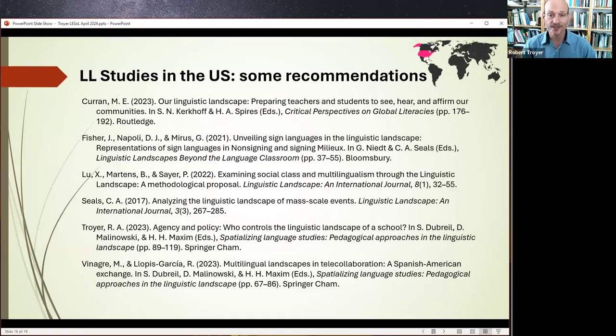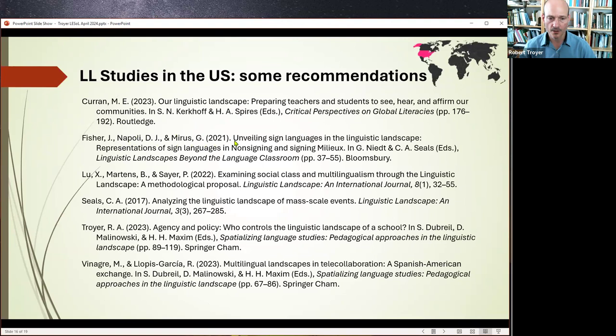I do have a few recommendations. In going through, looking closely at these 125 or so references and articles, a few stood out, and this is pretty biased depending on my current interest. But Quran, the one I just talked about, preparing teachers and students to see, hear, and affirm our communities, I think is a very important step in linguistic landscape studies because it documents a university course that requires prospective teachers to learn about the linguistic landscape. I think that's an important avenue for outreach for us as linguistic landscape scholars.